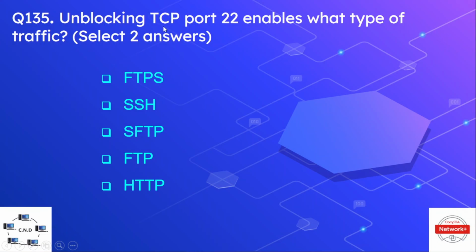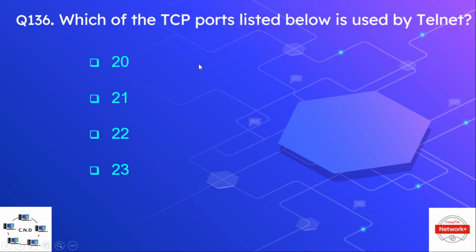Question number 135 is that unblocking TCP port 22 enables which type of traffic, and we have to select two answers. The options are FTPS, SSH, SFTP, FTP or HTTP, and the correct options are SSH and SFTP. So these both use the port number 22.